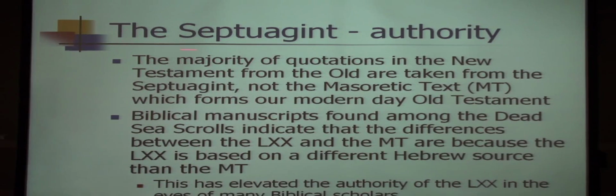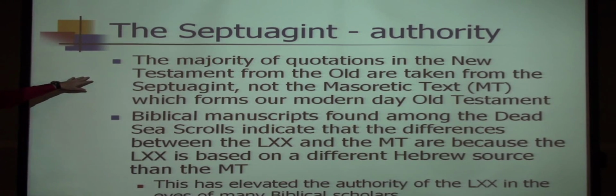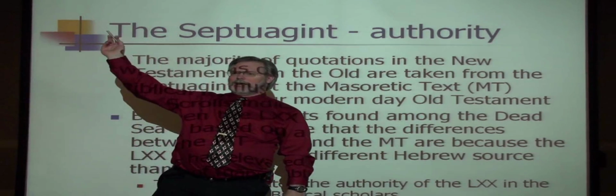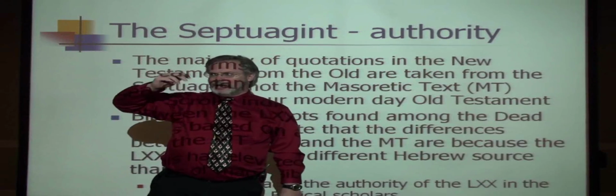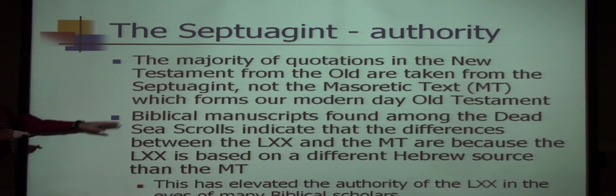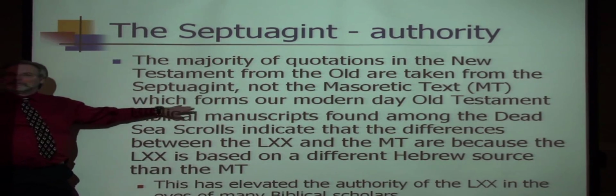So why should we consider the Septuagint or not consider it to be authoritative? Majority of the quotations in the New Testament from the Old, so when the New Testament is quoting, as it says in Isaiah, a voice of one crying in the wilderness, prepare ye the way for the Lord, they're taken from the Septuagint. They're not taken from the Masoretic text. Well, that's kind of interesting.